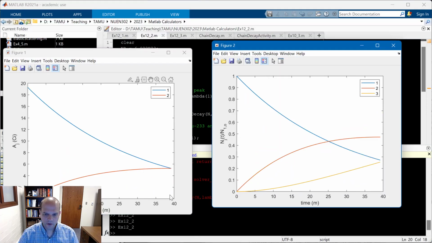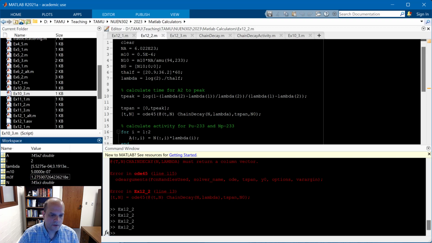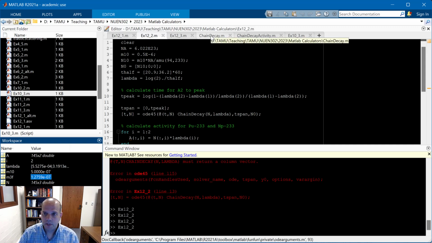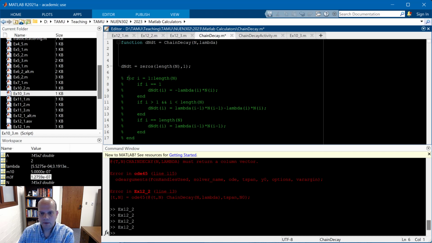And so now I'm only going to 39-ish minutes, and that's where I reached the peak. And we can see that the mass there is going to be 0.127 micrograms. So if we go back now to the chain decay function, I can delete these lines and uncomment now all the rest of these.